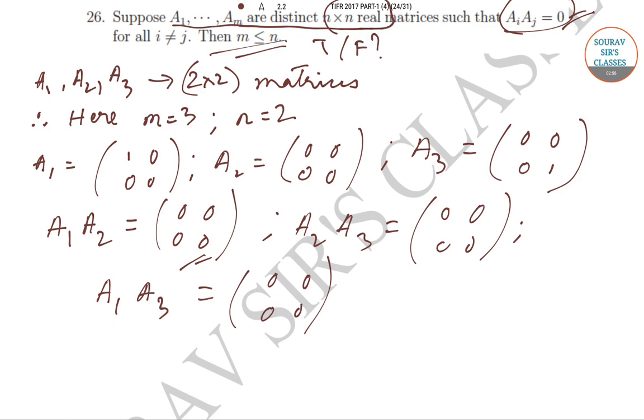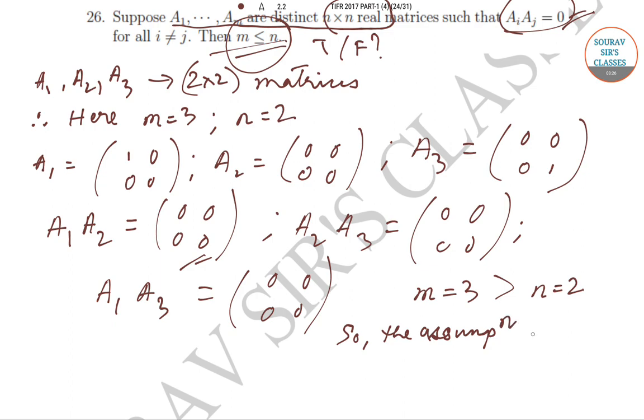So basically here, even though M, which is 3, is greater than n, which is equal to 2, even in this case the condition that has been given has been satisfied. So the assumption that M has to be less than or equal to n is false.